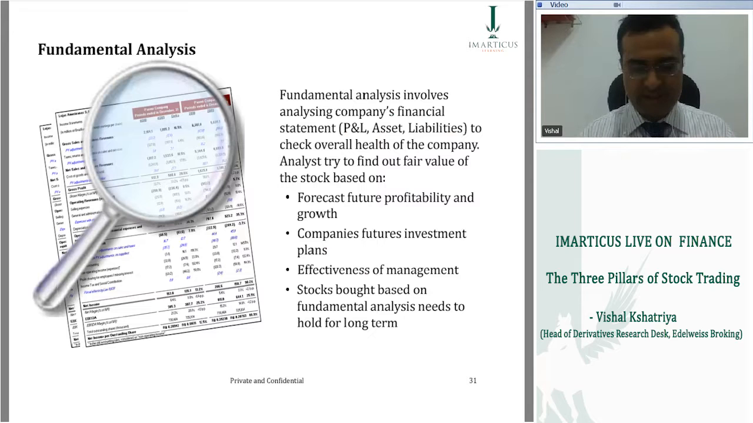Fundamental analysis involves analyzing a company's financial statements: what the company's assets and liabilities are, how profitable the company is, and where the company is investing money. Based on this, you arrive at a fair value at which the stock should trade. If the current value is less than the fair value, you go ahead and buy the stock. This, in a nutshell, is fundamental analysis.